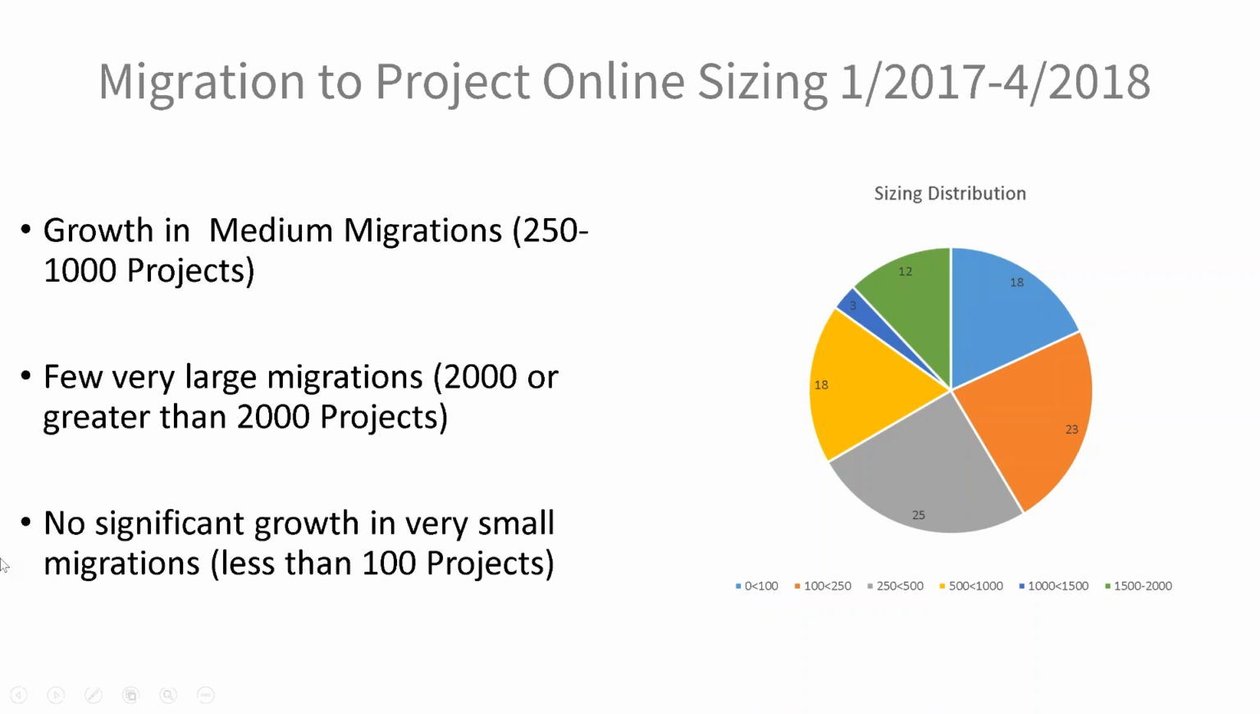The majority of the growth is what we call the medium migration. So 250 projects to 1,000 projects. That's really where the majority of what we're currently seeing, since I would say the fourth quarter of 2016. Very few very large migrations. So they have come, greater than 2,000 projects, and we're actually participating in a couple. So we have a lot of experience in that directly and indirectly.